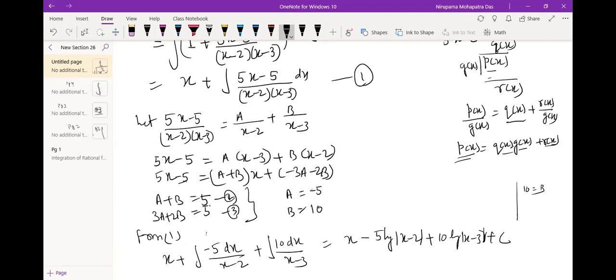So maybe we will wind up the class today with type 1 and type 2. In the next class, we will be covering type 3, when the numerator may be any polynomial and the denominator contains linear and quadratic or only quadratic factors. Also some special types of questions, which are important from the exam point of view, we'll be covering in the next class.